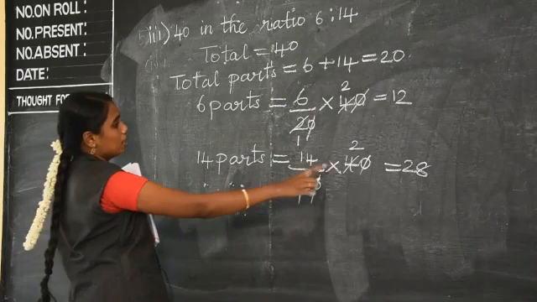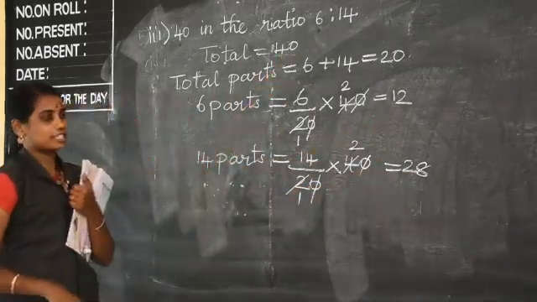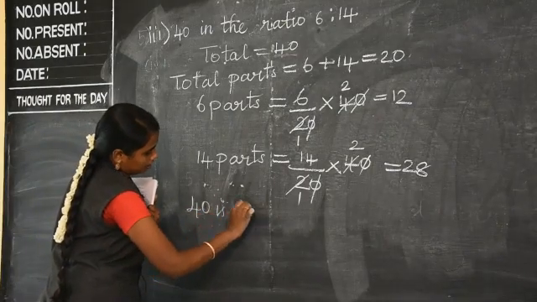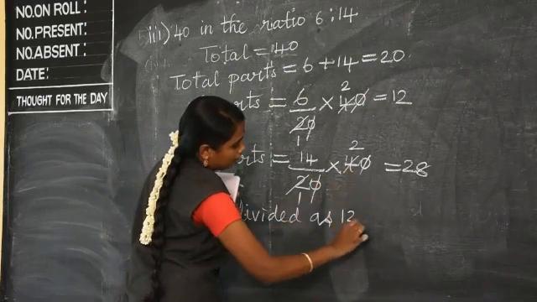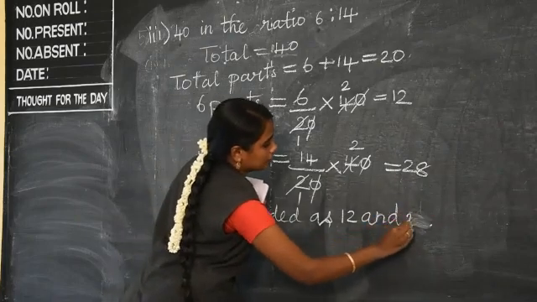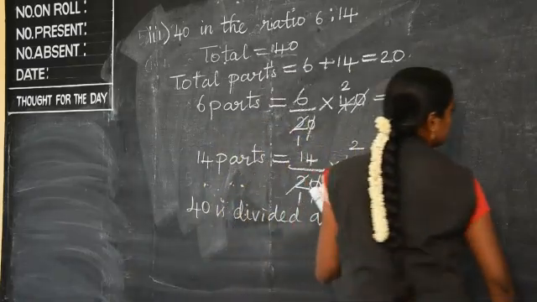Now if you add 12 and 28, you will get the total amount 40. So your answer is correct. So therefore 40 is divided as 12 and 28. Okay. Can go for the next problem.